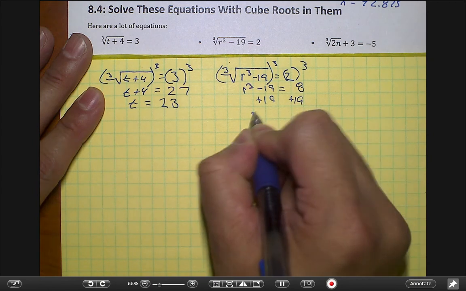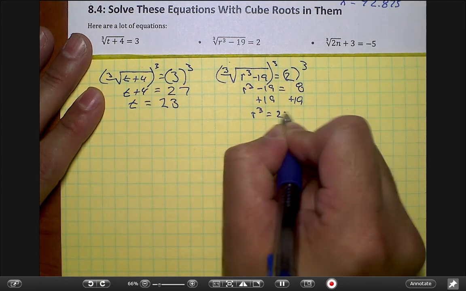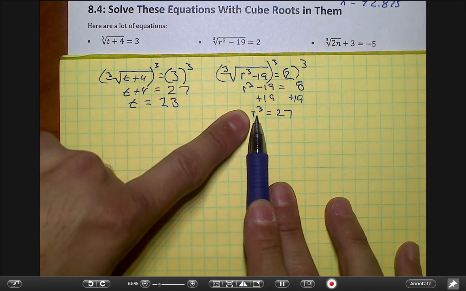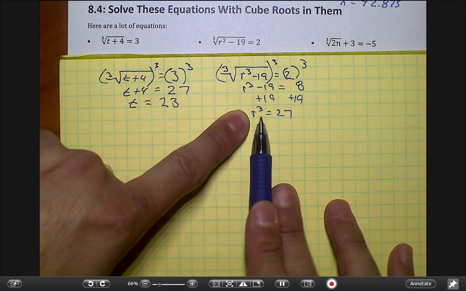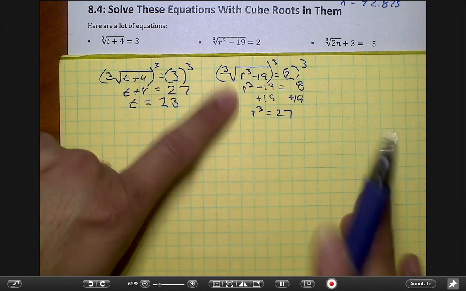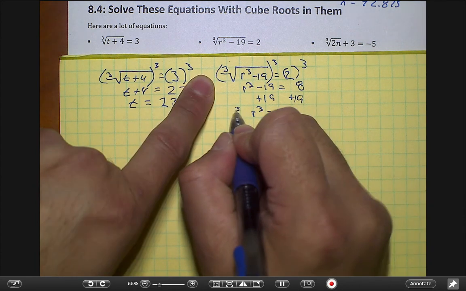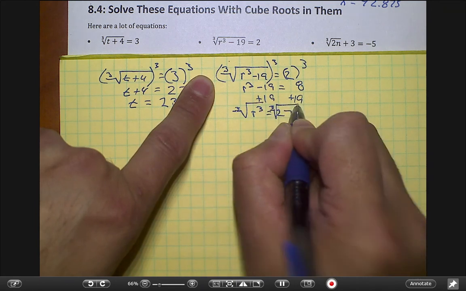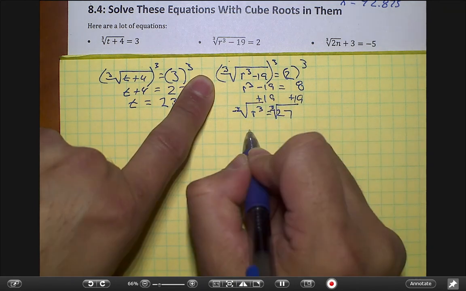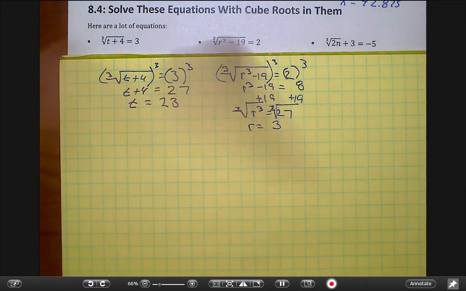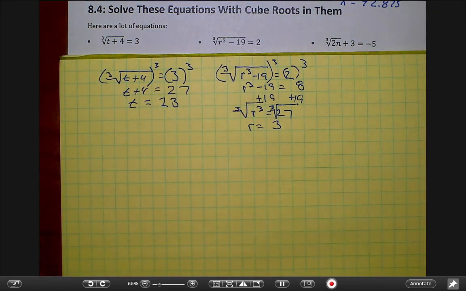So r cubed is... Now, right here I have a third power. And to get rid of the third power, I cube root. So this is going to be a cube root now of both sides. So cube root here, this time to undo. So it's going to be r equals 3. So that was.